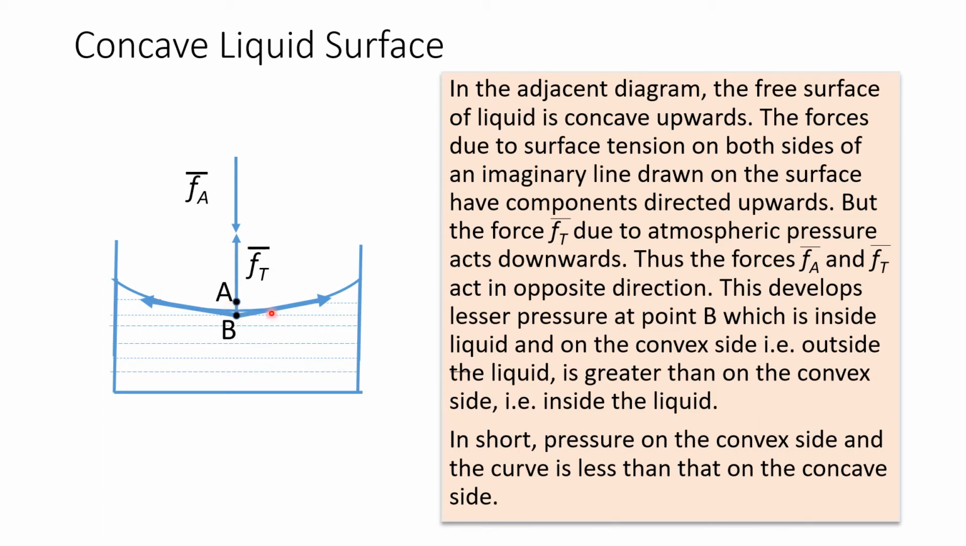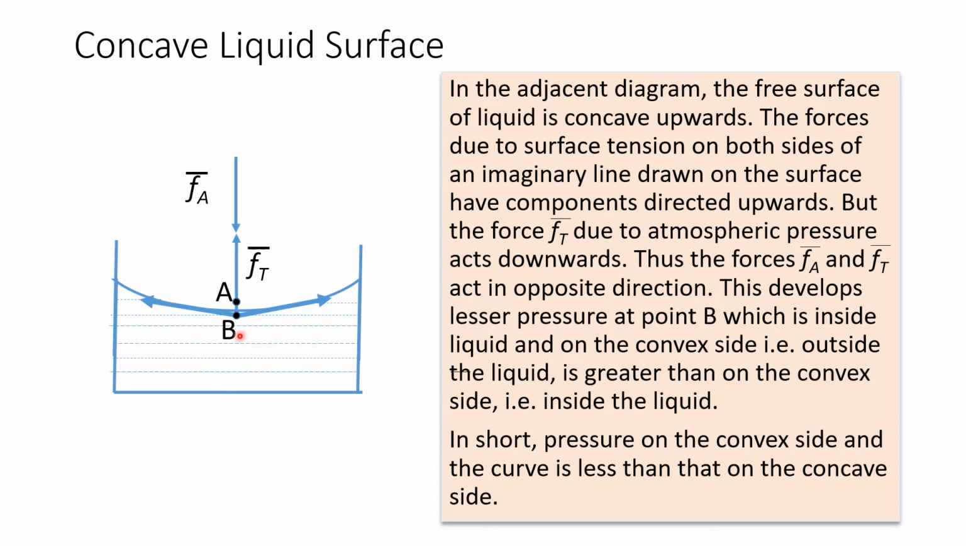Here we haven't resolved the force again. If you resolve this force, then you will observe that the horizontal components get cancelled and the vertical components get added up, and these vertical components of the force of surface tension are acting in upward direction. But how is Fa bar? Fa bar is acting in downward direction, and therefore Ft bar and Fa bar are in opposite direction.